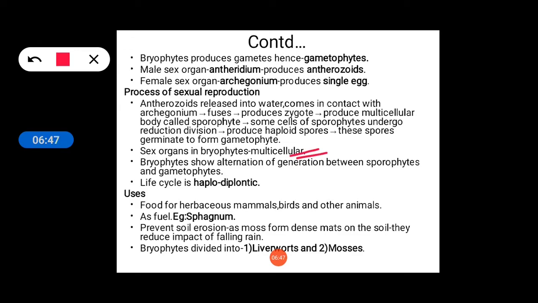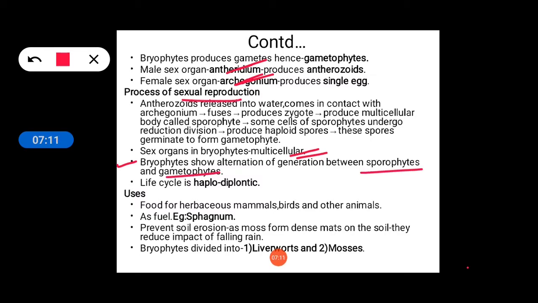What are the sex organs in bryophytes? These are the antheridium, that is the male sex organ, and the archegonium, that is the female sex organ. So this antheridium and archegonium are multicellular. That means they are made up of many cells. Okay. The next point is that bryophytes show alternation of generation between sporophytes and gametophytes.